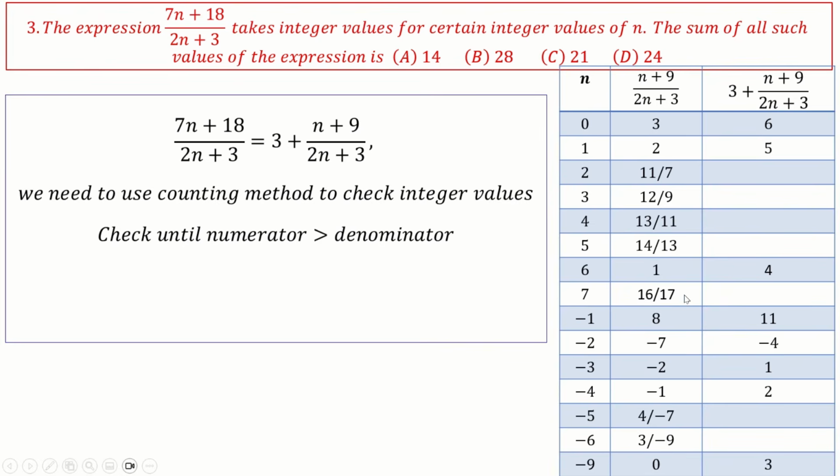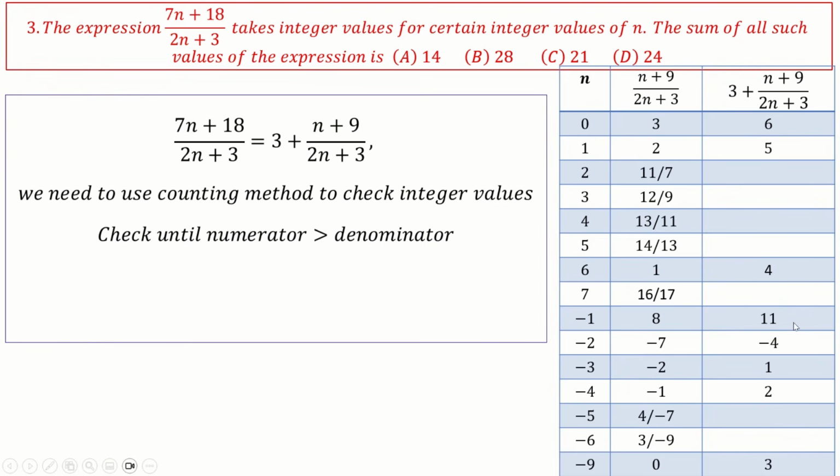Now I will stop here because after this the denominator is greater than the numerator, so I always get a fraction between 0 and 1. Correct? So I'll stop it here. But don't stop here. You have negative values also. They just mentioned integer, not positive integer. So check for the negative values also.